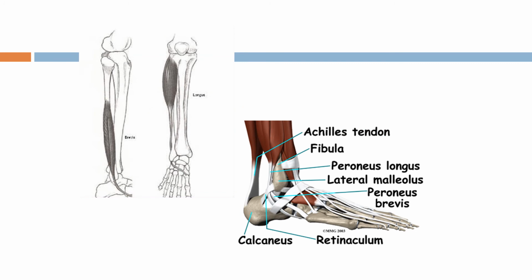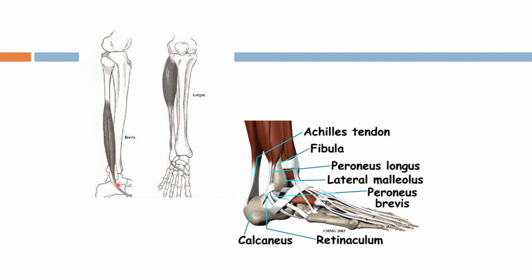So here you see the peroneus longus and brevis. So here's the peroneus longus right here. You can see the muscle belly sits a little higher, and it actually comes underneath the foot. The tendon actually comes around and runs underneath the foot.